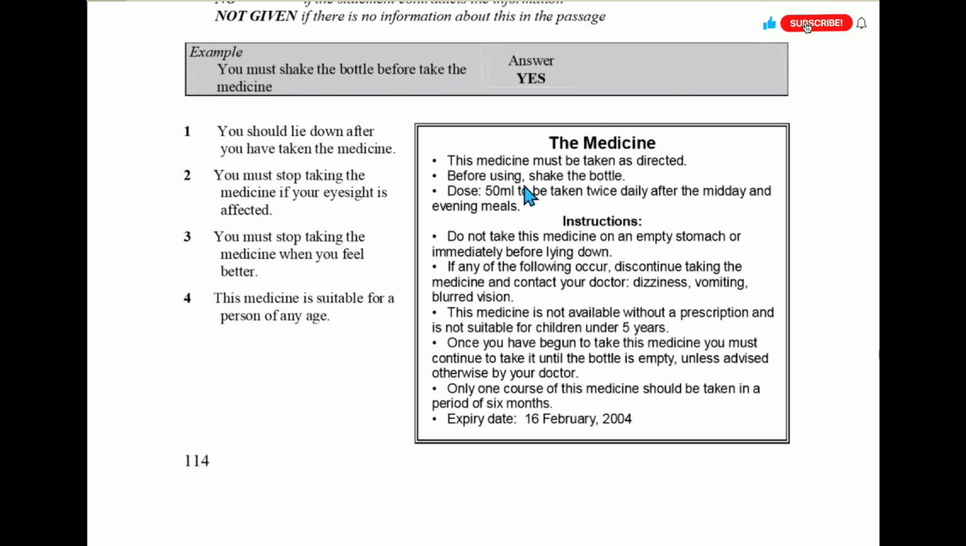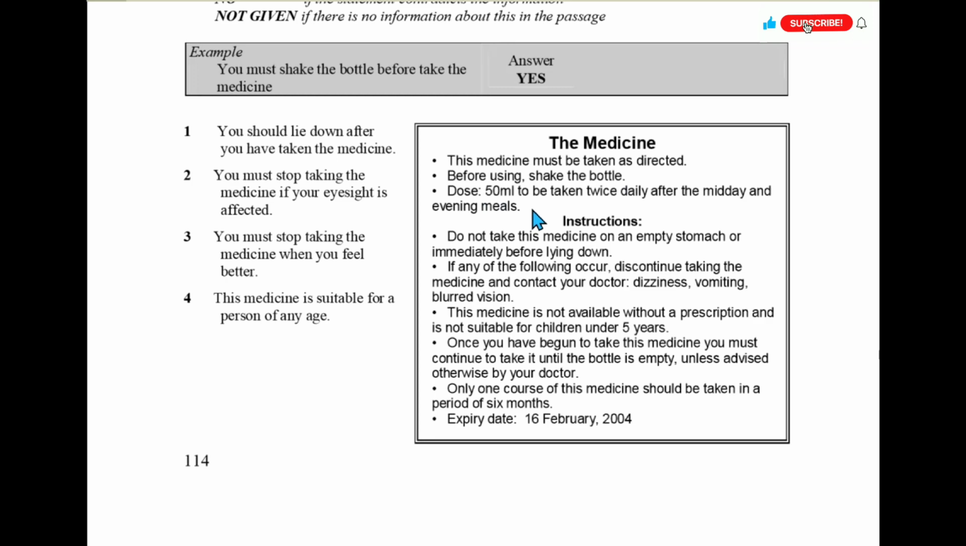Sometimes, as a personal preference, I solve the example and see where it is coming from. It might not be the same in your case, but if you want to, you can do that. Let's read the passage first. The medicine. This medicine must be taken as directed. Before using, shake the bottle. Dose 50 milliliters to be taken twice daily after the midday and evening meals.